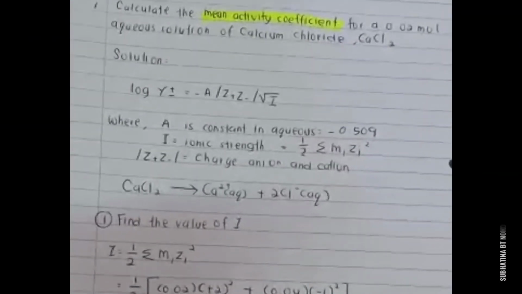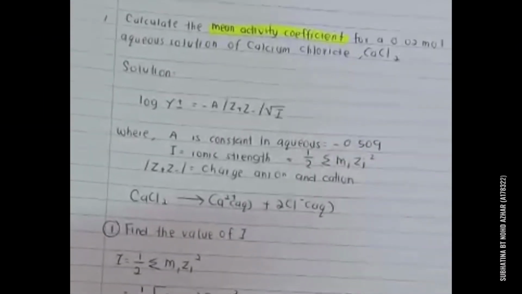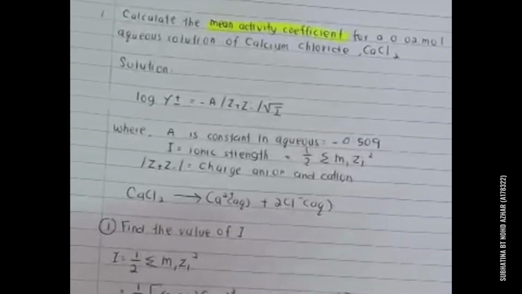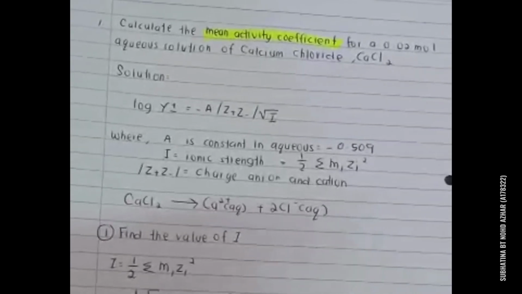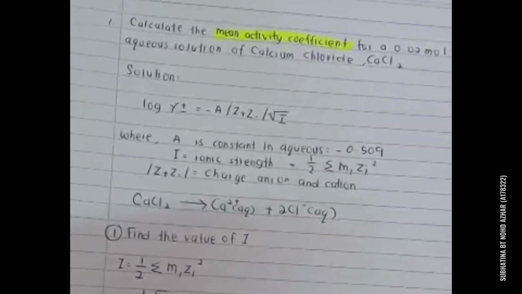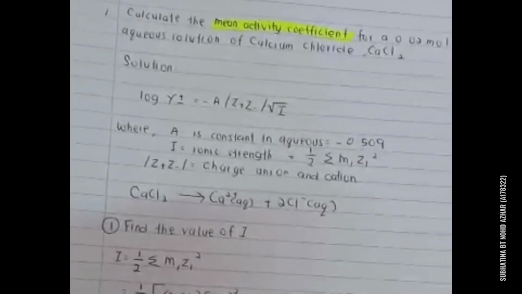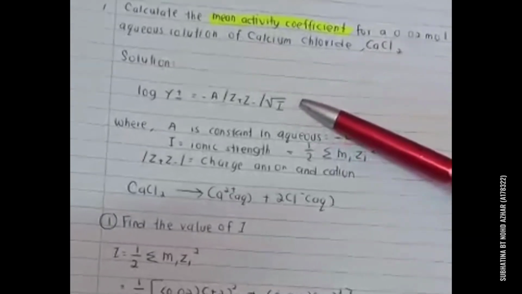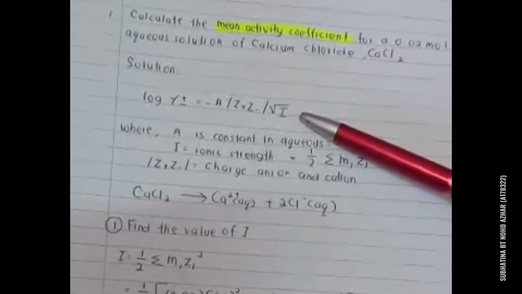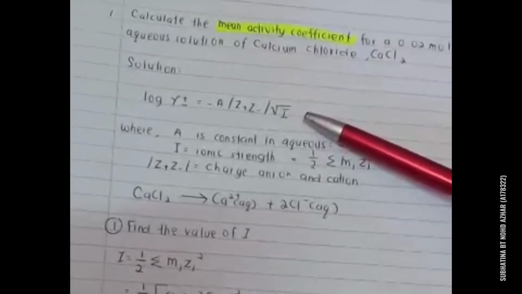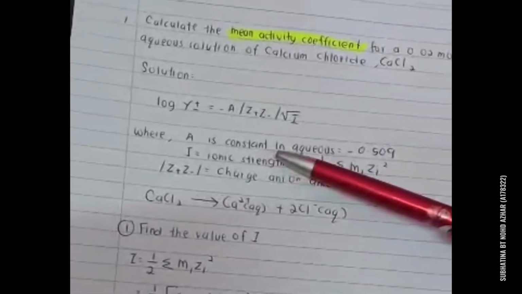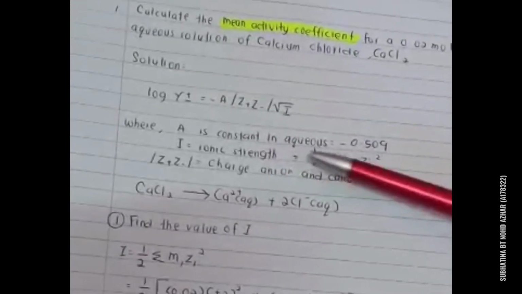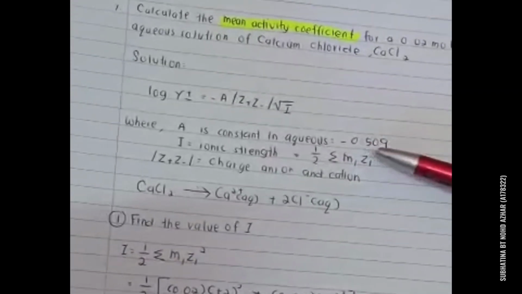Okay, basically this is the example question where we are asked to calculate the mean activity coefficient for a 0.02 molal aqueous solution of calcium chloride. In order to solve this, we need to use this formula, which came from the Debye-Hückel limiting law equation. The formula contains A, which is a constant value in aqueous solution with a value of negative 0.509.